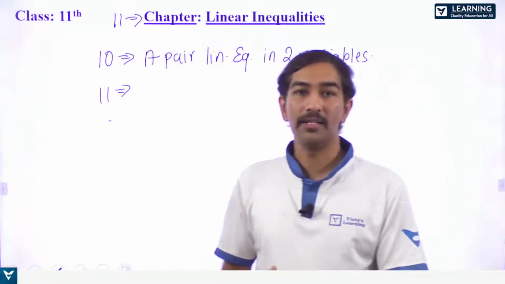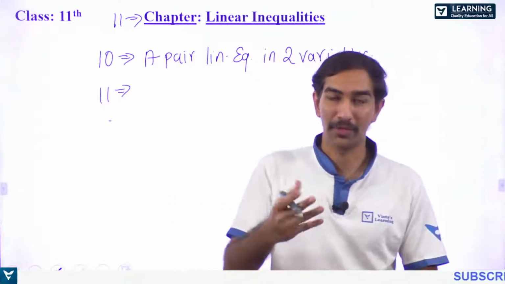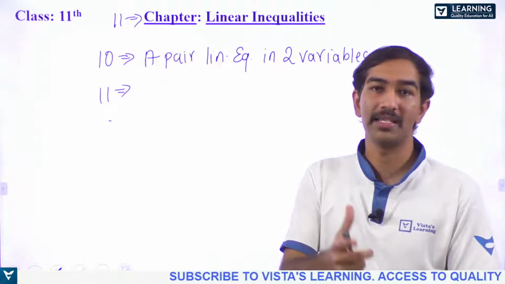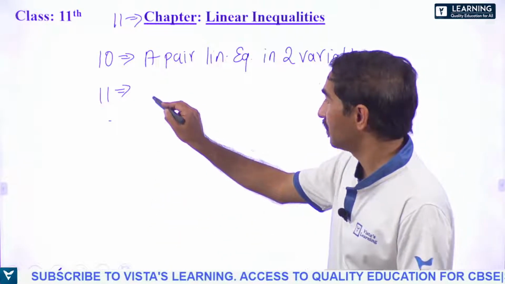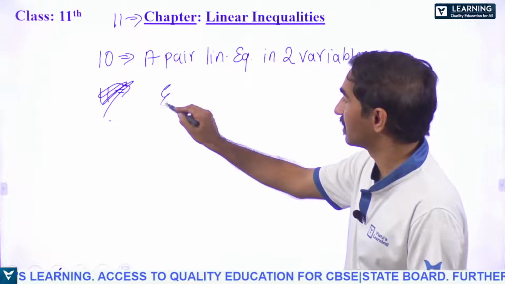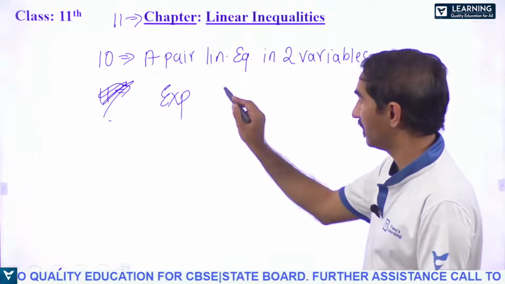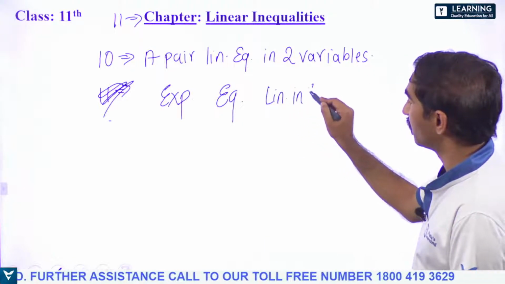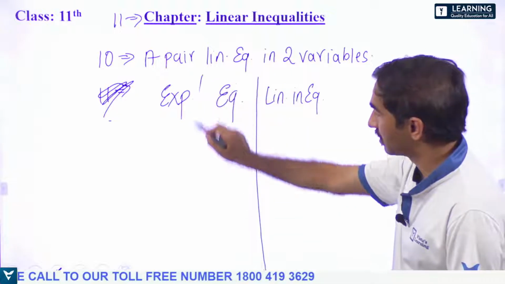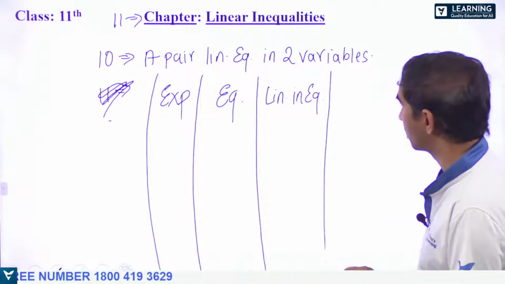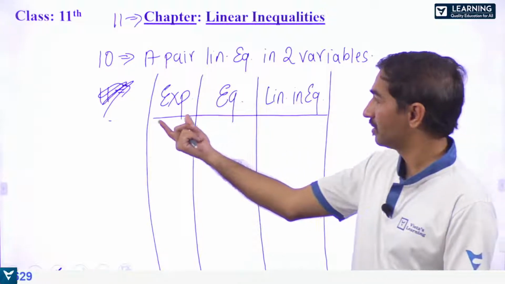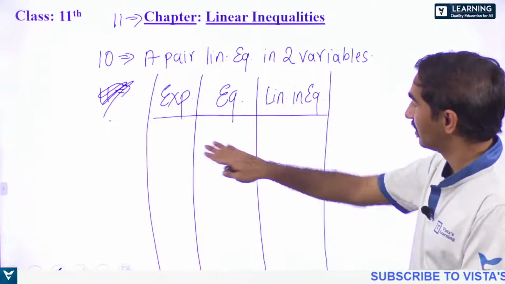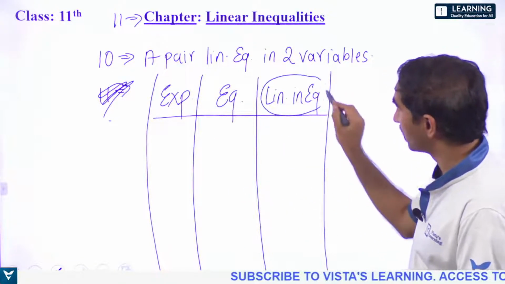Correct. So when do you call an equation an inequality? For example, I'll tell you. You have to just recognize and tell this is an inequality, or this is an equation, or this is an expression. So three different terms. The first one we'll take expression, next we'll take equation, then let us take linear inequality. So what is the difference here, students? What is the difference between all these three things? What is an expression? What is an equation? And what is a linear inequality? Alright, so we'll just differentiate it like this. Then we'll start with this chapter.